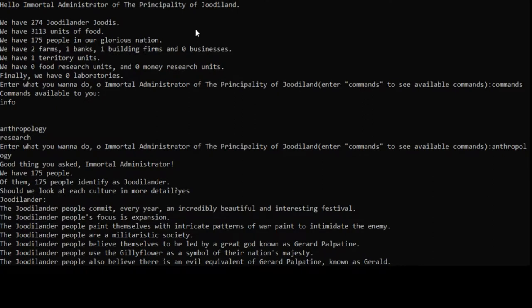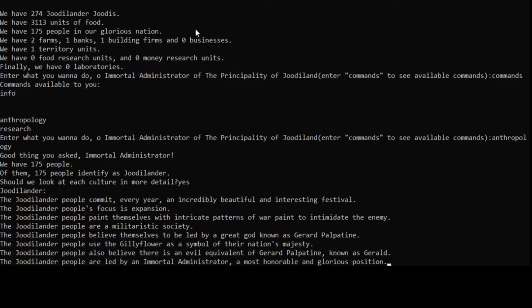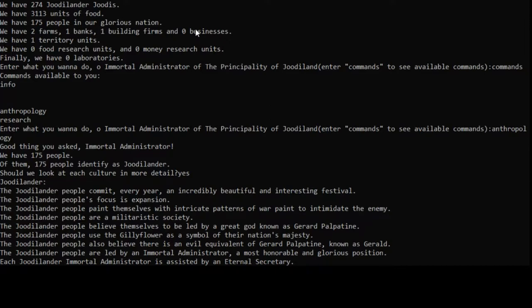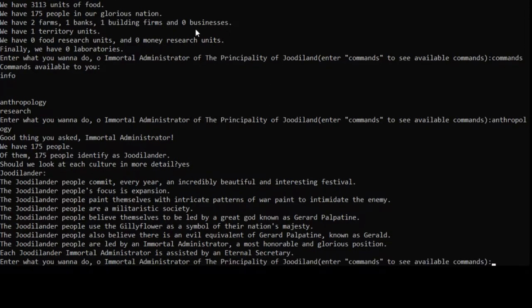And they also believe there is an evil equivalent of Gerard Palpatine known as Gerald. Yes, of course, the evil Gerald. And they also believe that they're led by an immortal administrator, which is a most honorable and glorious position held only by Gerard Palpatine. And each Joodilander immortal administrator is assisted by an eternal secretary, a non-hereditary position. So yeah, there you go. That's the culture system. That's basically the idea.